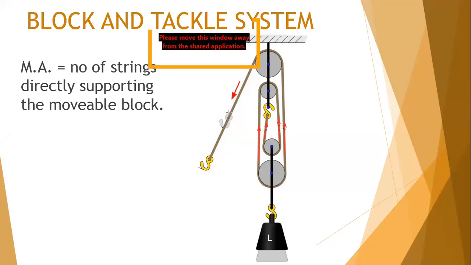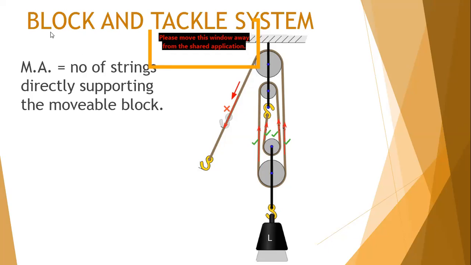Is this string supporting the movable block? This one? No, this string is not supporting the movable block. This one is supporting, this one is supporting, and this one is supporting. This is not supporting the movable block. You have to be very clear on this idea. So how much is the MA of this system? There are 4 strings supporting the movable block. That's why the MA is 4.